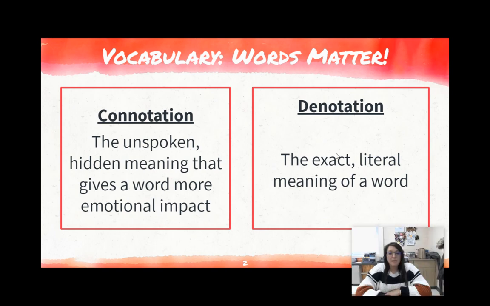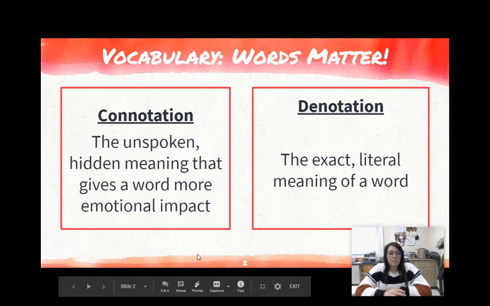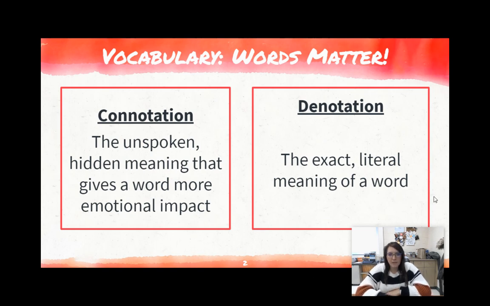Is it the exact literal meaning of a word, or is it the meaning that we think of when we hear that word? So I think we do this subconsciously. We don't even know that we're doing it in our minds with a lot of different words. This is how slang is generally formed, where the literal meaning of a word is not what we use it as or take away from it when we are using those slang words. So let's look at some examples.